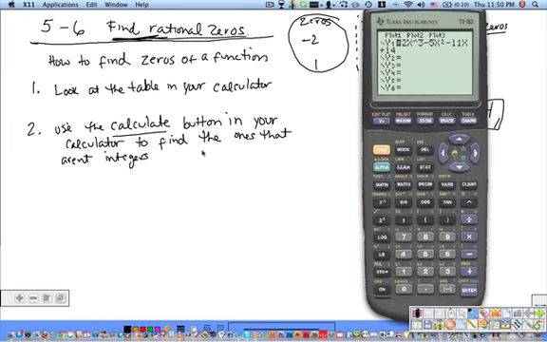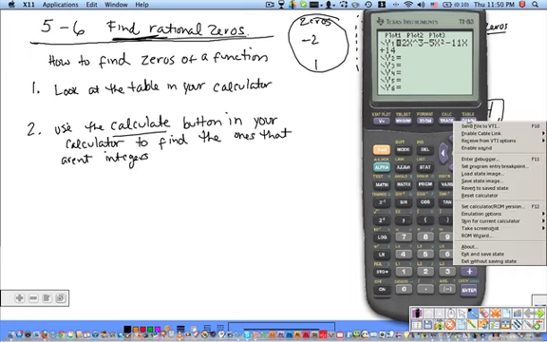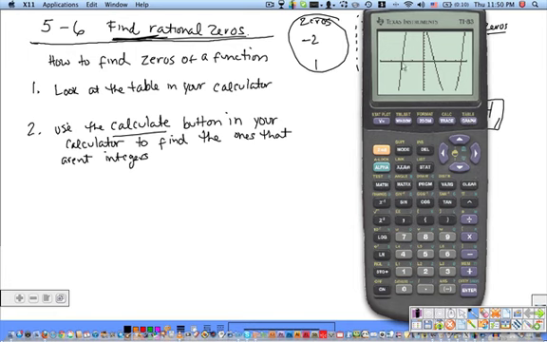Use the calculate button in your calculator to find the zeros that are not integers. So let's go back to my graph, and what you found was -2. There's a 0. There's +1. There's a 0. And this one right here is not an integer. So let's go find it. And you've done this before, so remember this, the calc key. Second calc, we want to find a 0, so number 2. And you decide which one to find.